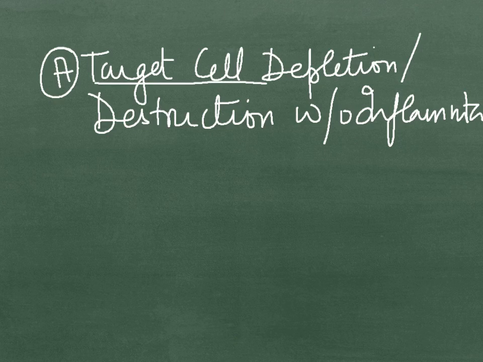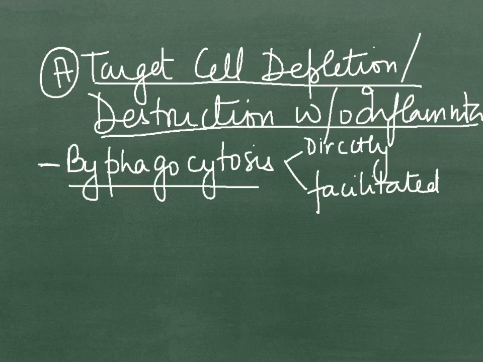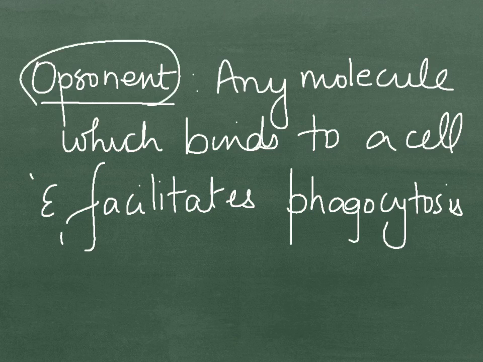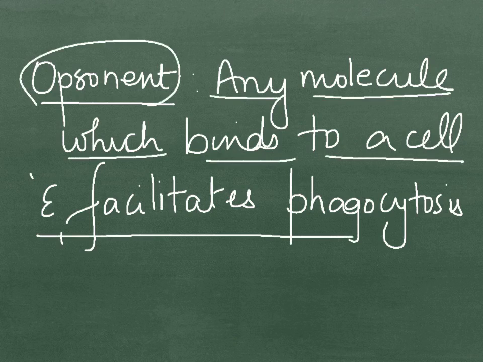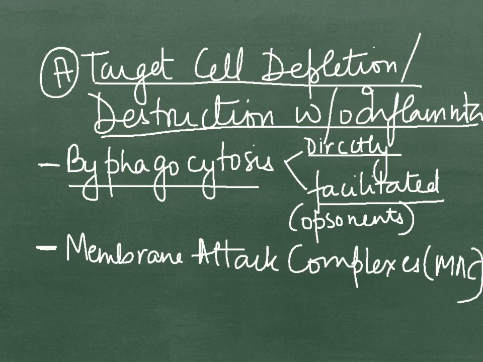The target cell depletion or destruction without inflammation can take place by three methods. Number one is by phagocytosis, which can take place directly or facilitated with the help of opsonins. An opsonin is any molecule which binds to a cell and facilitates its phagocytosis. The second method is by the formation of membrane attack complexes or MACs, and here the antibody activates the complement system like C1, which destroys the cell.